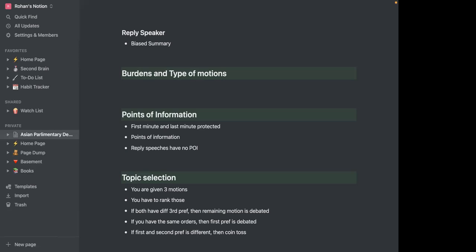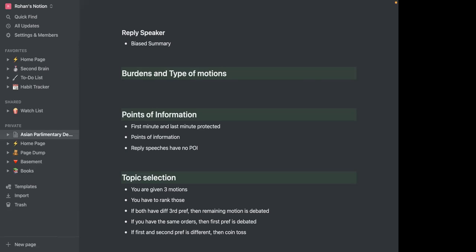If you both have different third preferences, then there's only 1 motion left, and that's the one you're going to debate. If you both have the same third preference, and you both have the same first and second preference as well, then the motion which was your first preference is debated. If you both have the same third preference, but you both have different first and second, then you do a coin toss, and the winner's first preference is then debated.